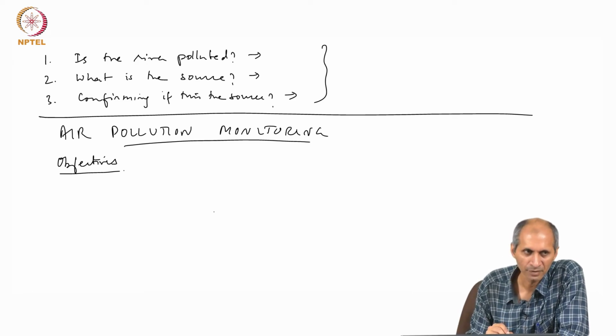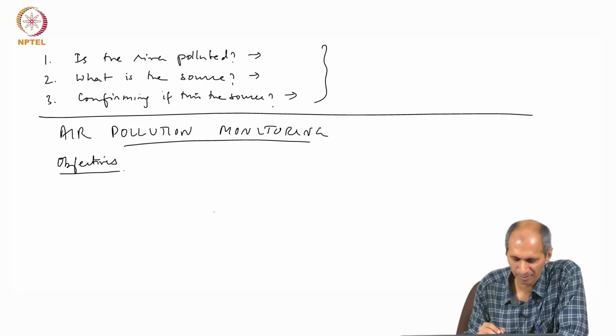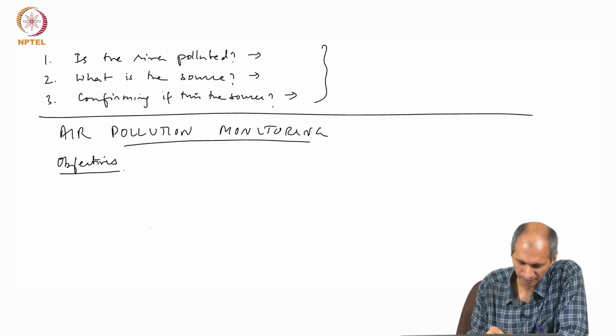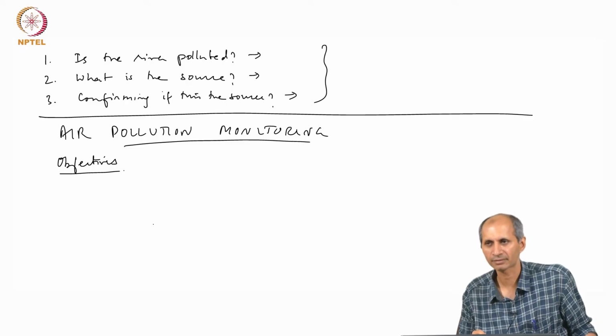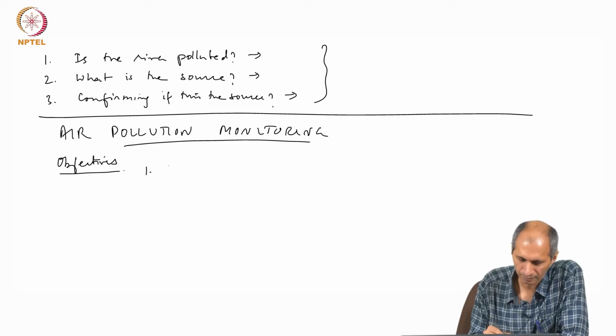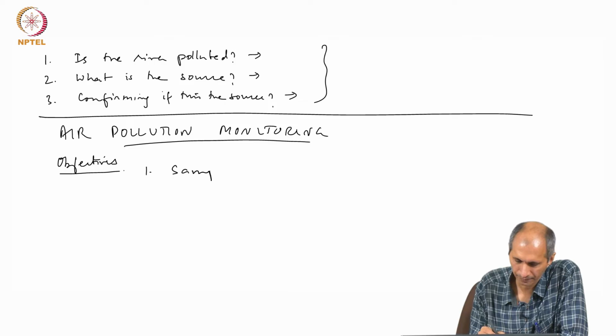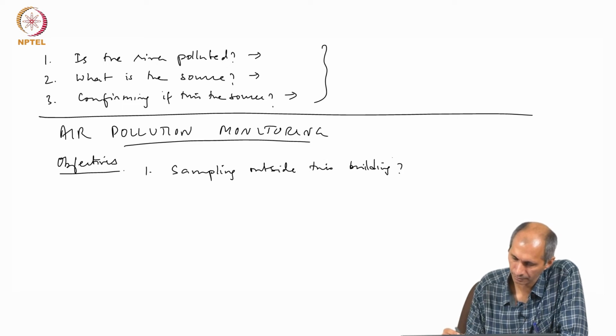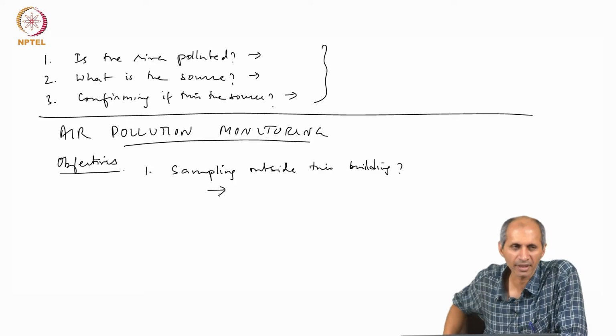Okay. Now, let me give you an example. Let me give you a simple example. We have a road in front of this building. Okay. If I go and sample the air outside this building, what will that data mean?